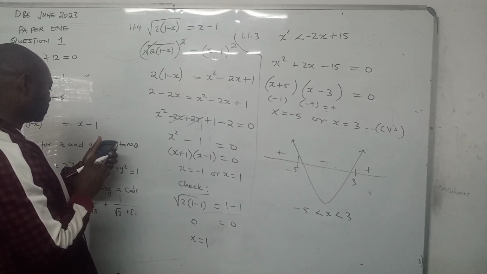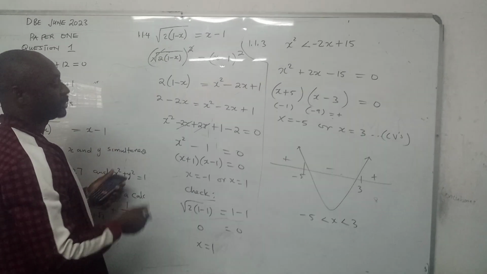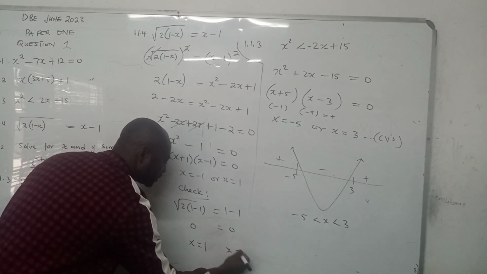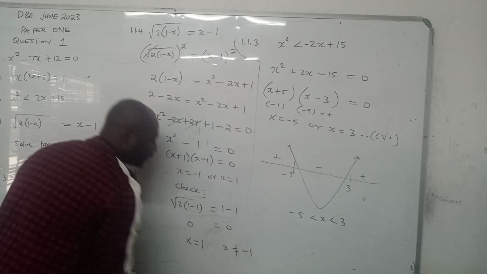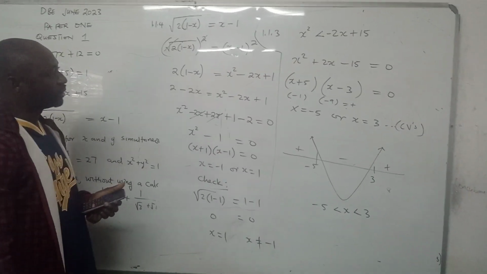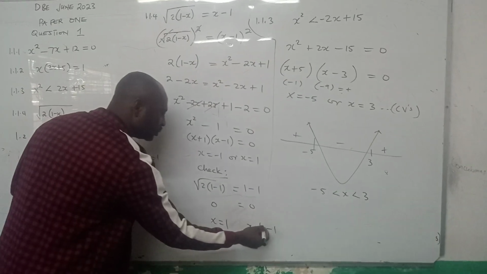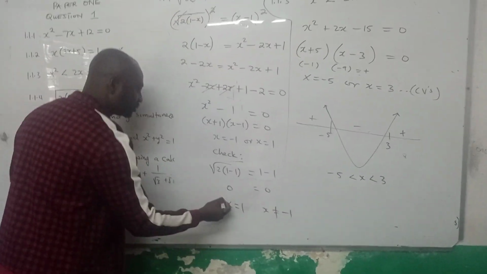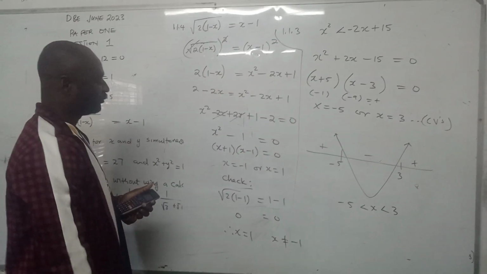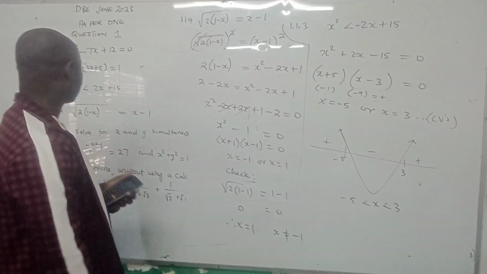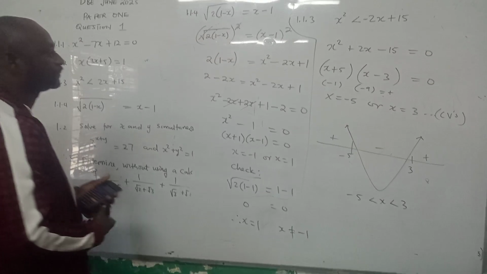And let's see the answer. The answer is error, does not exist. So it tells you x is not equal to negative 1. It makes it a non-real solution. So that one was not. So make sure you write this also: x is not equal to minus 1. Therefore, x is equal to 1. That is the only solution there. So we're done with that.